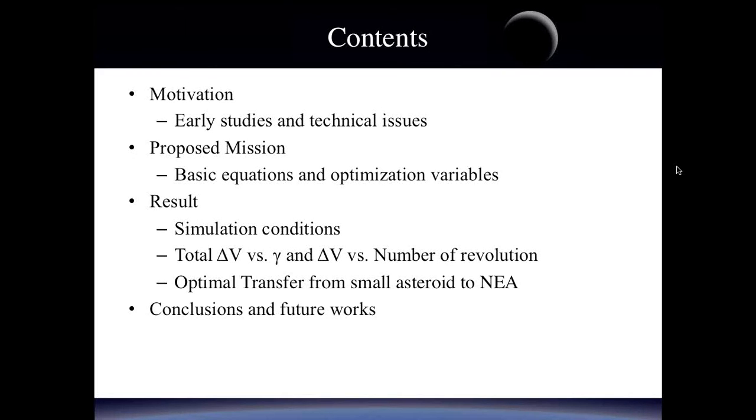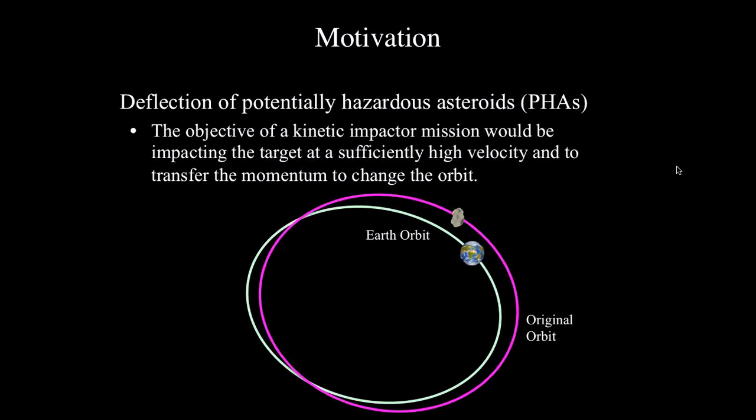In particular, basic equations and variables used for optimization are introduced. And then some results of numerical simulation are shown. And in our presentation, we consider the asteroid Apophis as the target near-Earth asteroid. And finally, I will make a brief summary and talk about future works.